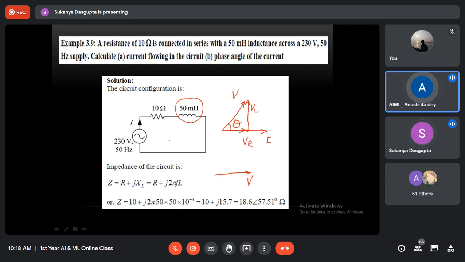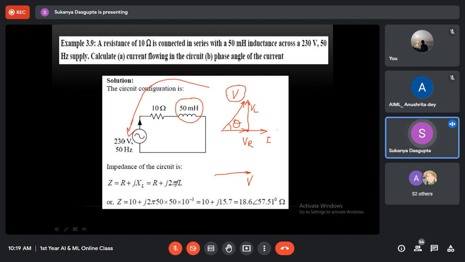This diagram is more convincing. Yes, the other would be more haphazard. In case of parallel, you can draw with V taken as reference. You can draw, but it is a little bit simpler if you consider I as the reference. So now this is theta. See, this is your voltage, the total supply voltage, which is the sum of VR and VL. Now this is theta.